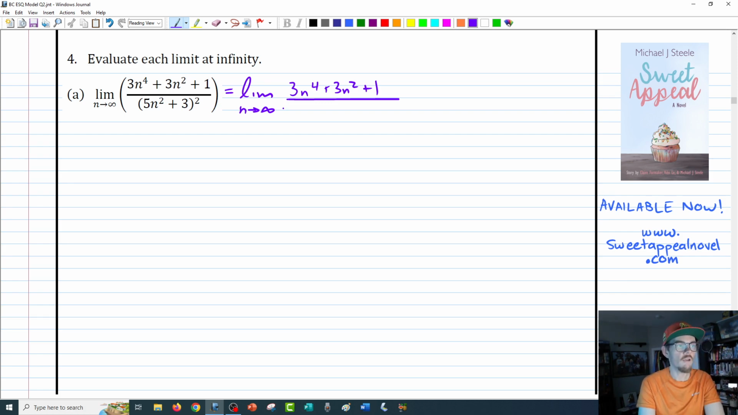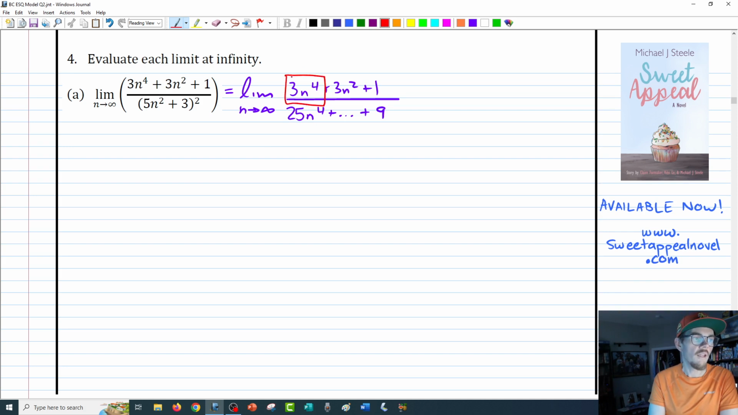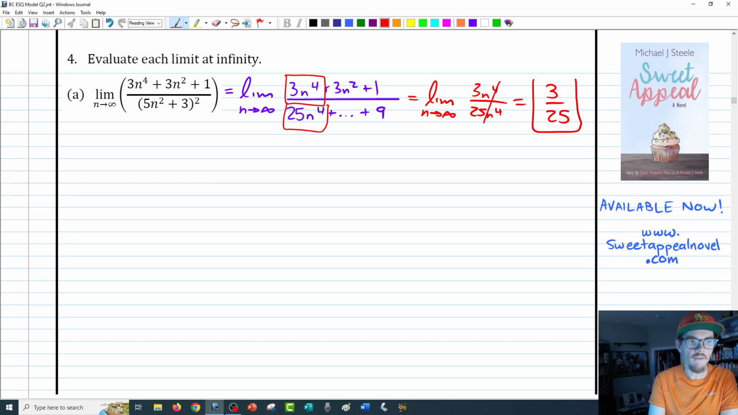What we really need here with limits at infinity is to consider the highest degree terms. So in fact, writing this out like so is all we really need. At this point, we can see that the highest degree term in both the numerator and denominator is degree 4, which means this limit is going to be equal to the limit as n goes to infinity of 3n to the 4th over 25n to the 4th. Those n to the 4ths go away, and we find that this limit is equal to 3 over 25.